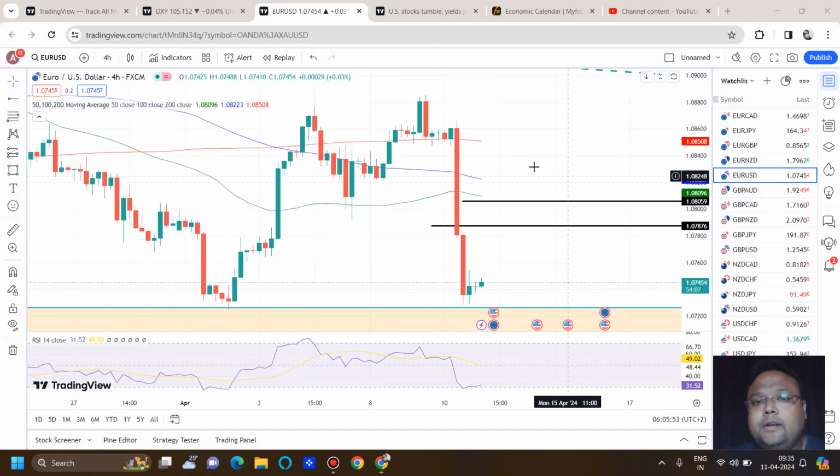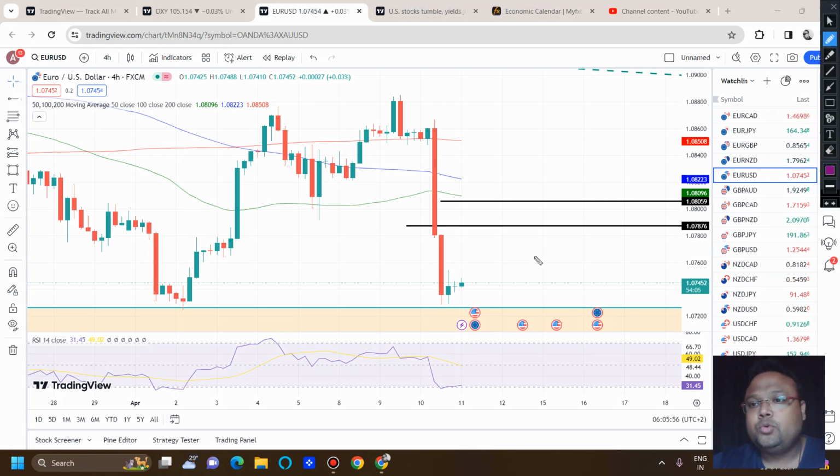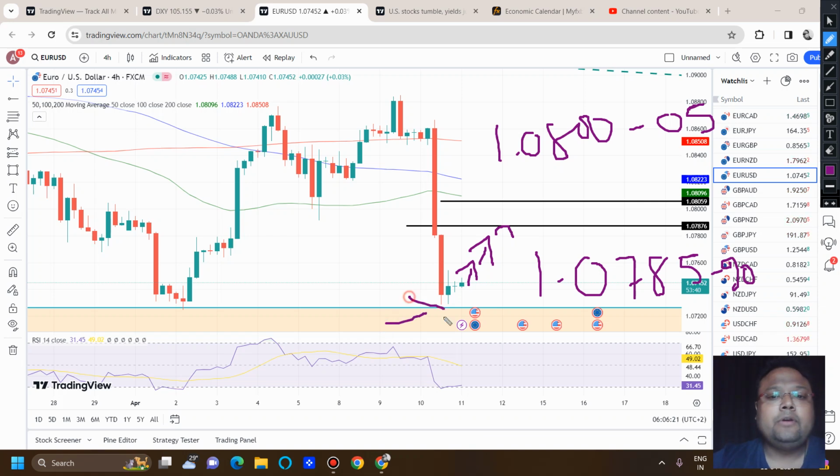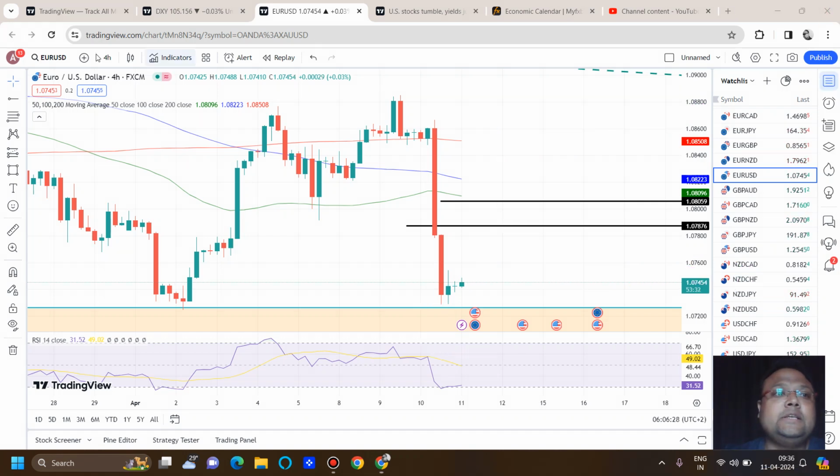So here we can look for sell around two levels, 1.0785 to 90, and then 1.0800 to 1.0805. These are the two levels where we can look for a sell, because right now Euro USD is trying to recover during the day. If market shows recovery also, we can look for a sell around this area. And if you have taken a buy around this area, try to exit around these two levels, because around these two levels Euro USD will be facing selling pressure again.